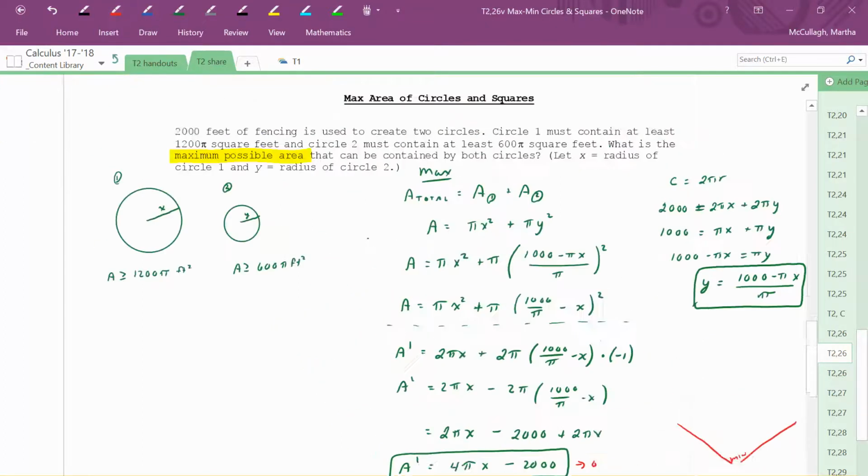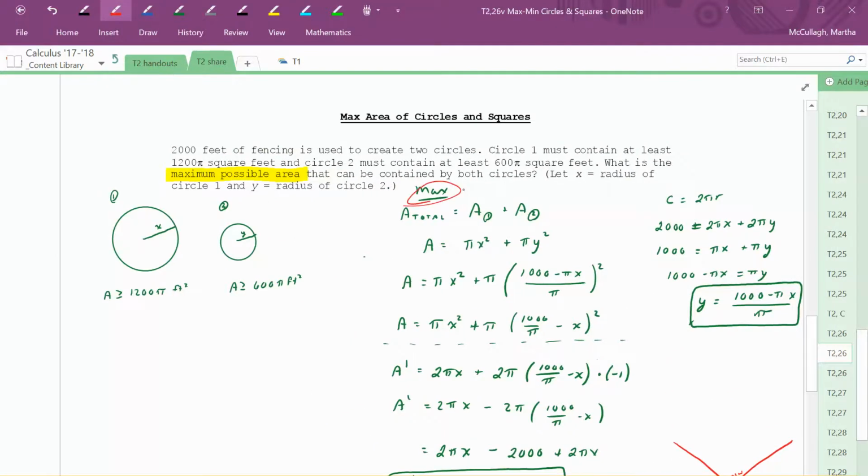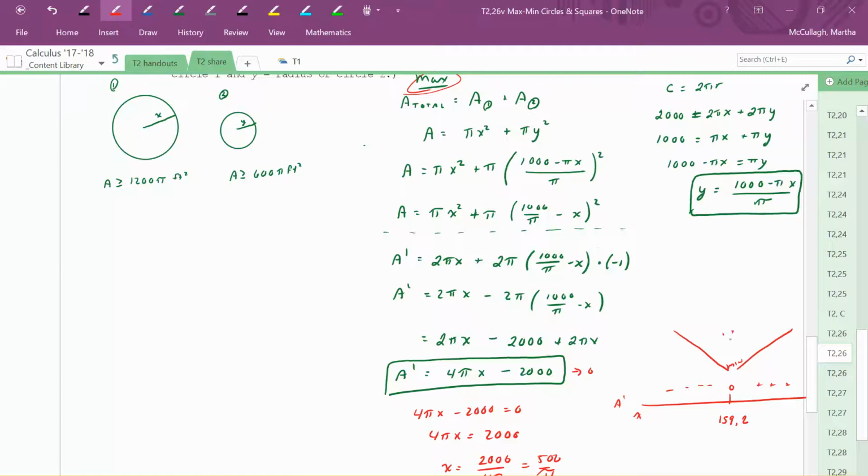Are we looking for a minimum? No, we're looking for a maximum. So we're stuck. That's a minimum. So we've got to figure out what we're going to do here. Clearly, that's not the right answer. That's going to give us our minimum area. Our farmer building these pens wants a maximum area.